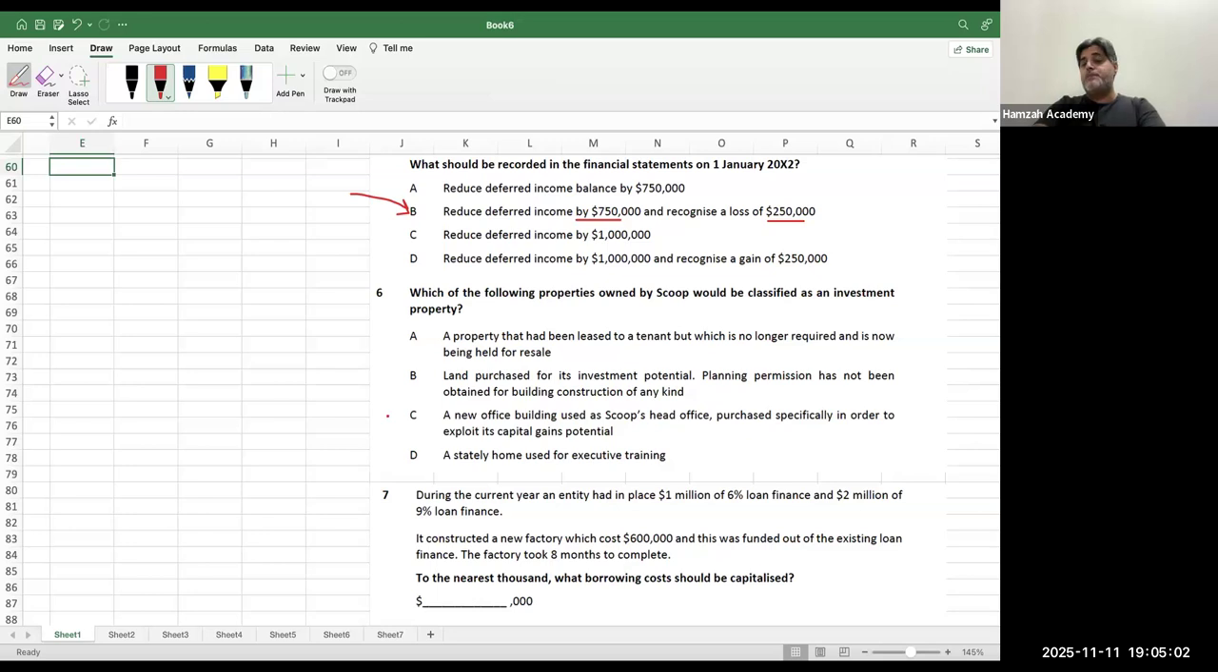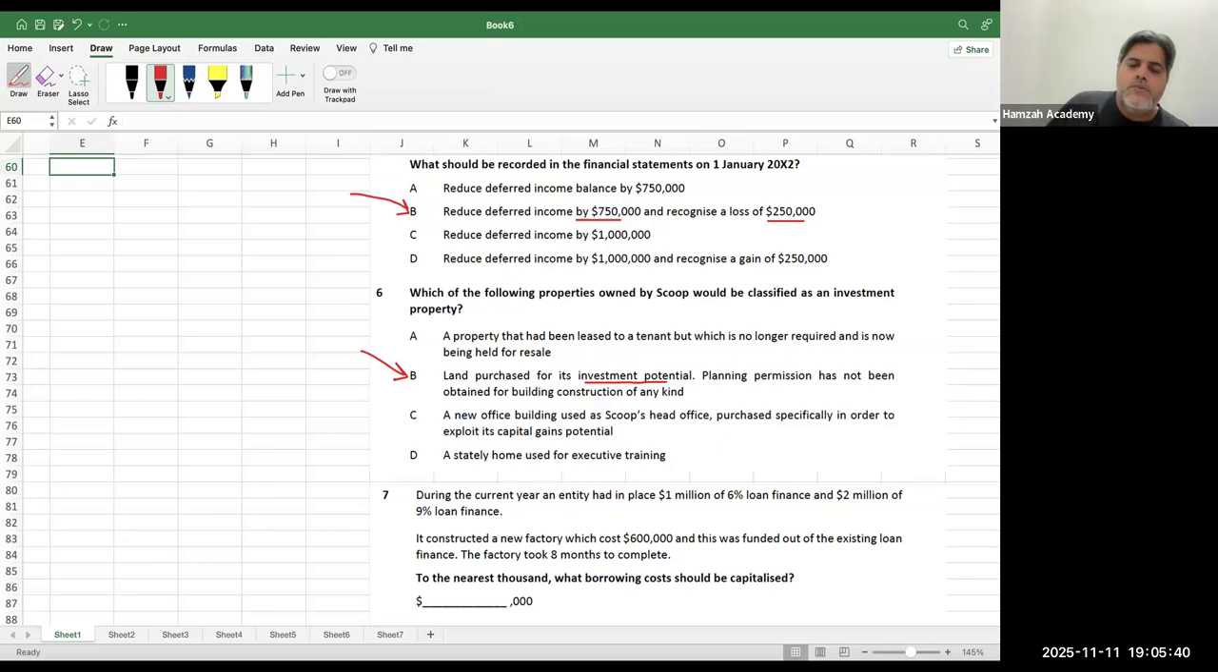Land purchased for its investment potential. Planning permission has not been obtained for construction of any kind. See, this one, land purchased for its investment potential. You just got the land because its value is going to increase. So you haven't got any planning permission to construct a building, because you're not interested in constructing; you are concerned with getting the potential benefit out of it in the form of the value that it increases, right? So the correct option is technically B, but let's see C and D as well.